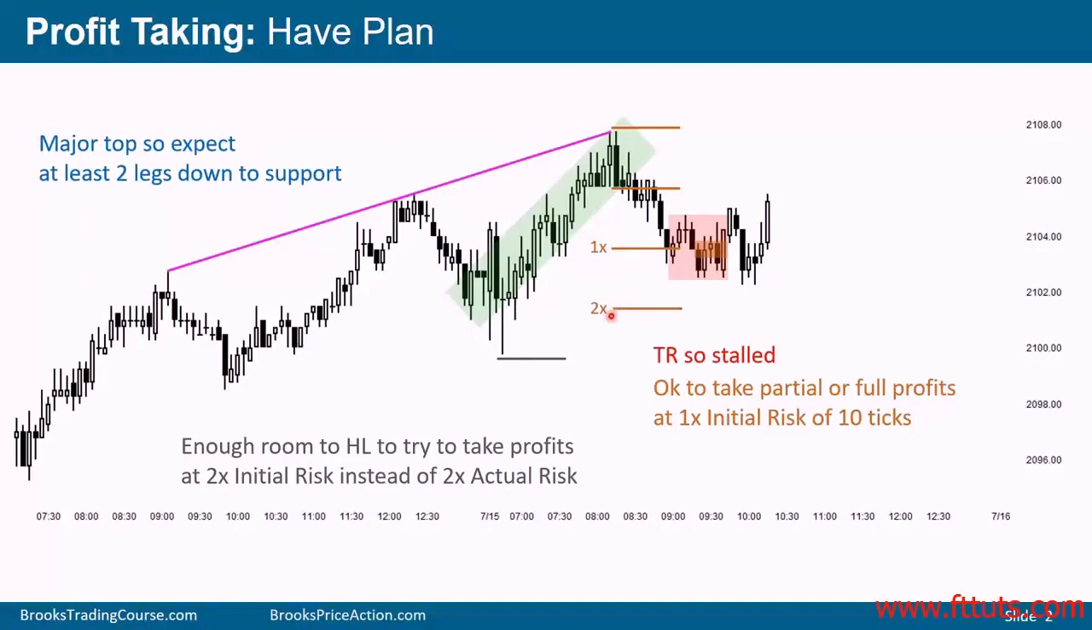It's reasonable to take your profits at 2 times initial risk, which would be down here. 2 times actual risk, I don't have it drawn in. You sell below this bar, you get filled here. Your actual risk is to just above this high. And this is probably around 2 times actual risk.